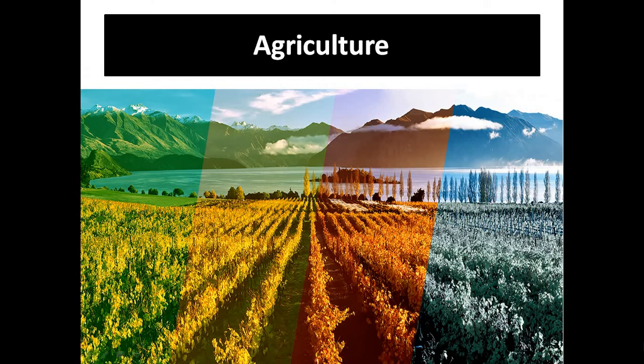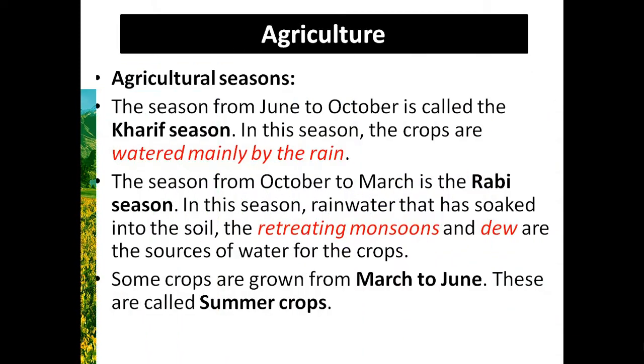We get food from plants. For that purpose, we sow grains in fields and plant fruit trees in orchards. About 60% of the land of our country is in use for agriculture. There are two main agricultural seasons in our country.